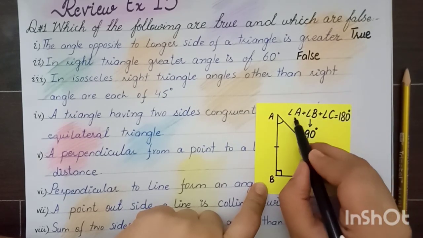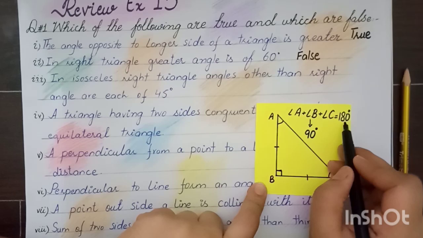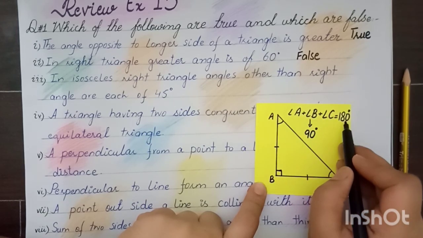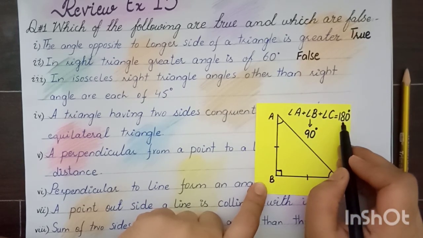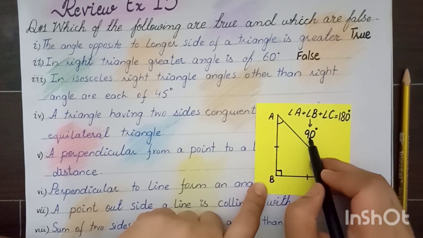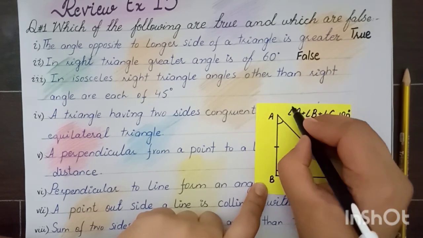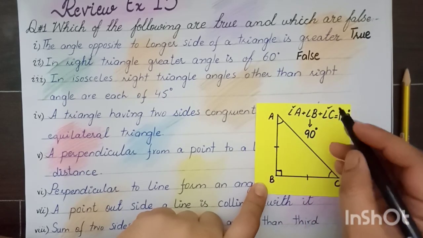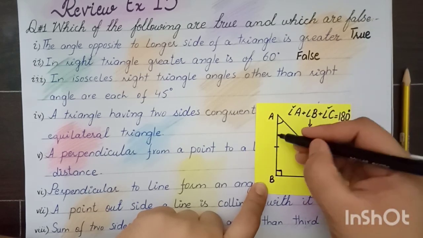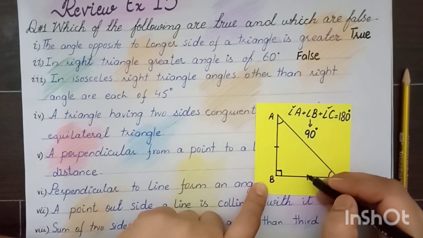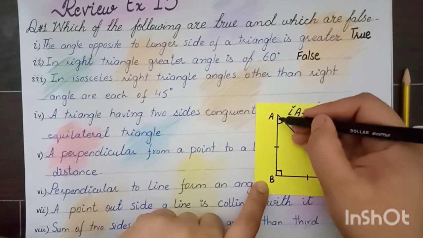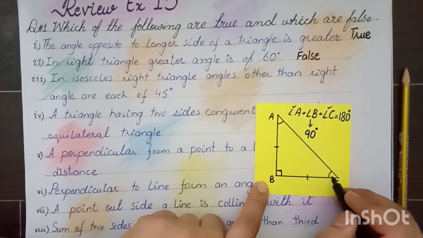We also know that the sum of the three angles of a triangle is equal to 180 degrees. So one angle is equal to 90 degrees. Then what about these two angles? These two angles are the angles whose sides are equal in measure. So if sides are equal, then the angles must be equal.